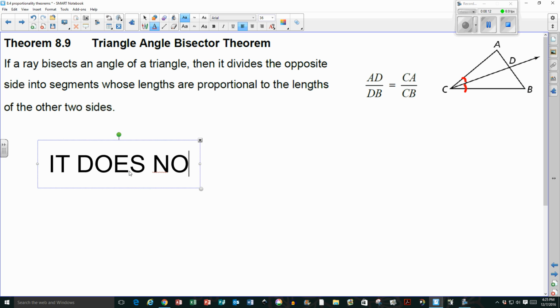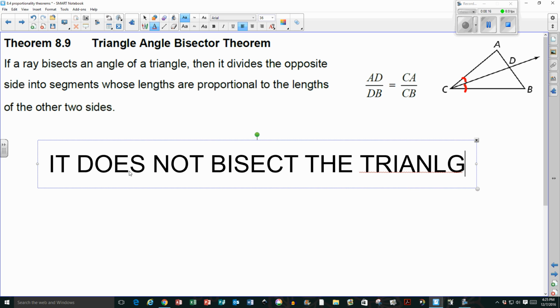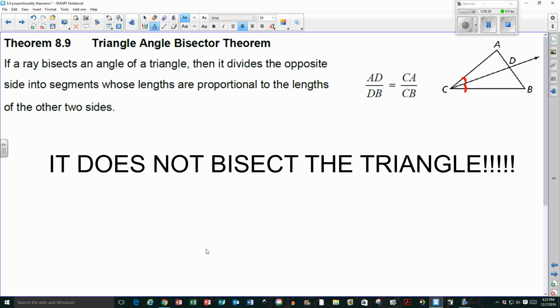It does not bisect the triangle. It does not bisect the triangle. So what you have are these pieces. So it says AD, so this piece over DB, this piece, is equal to this piece over this piece.